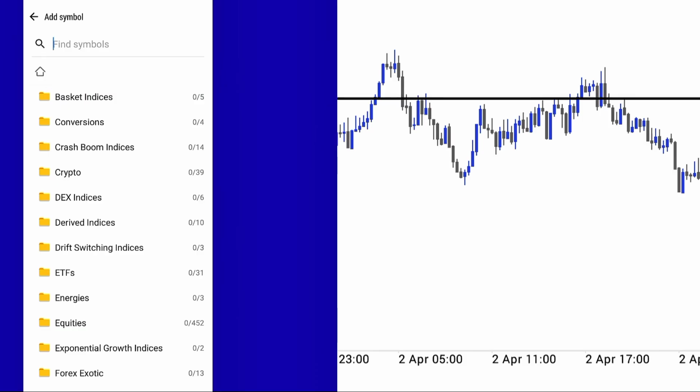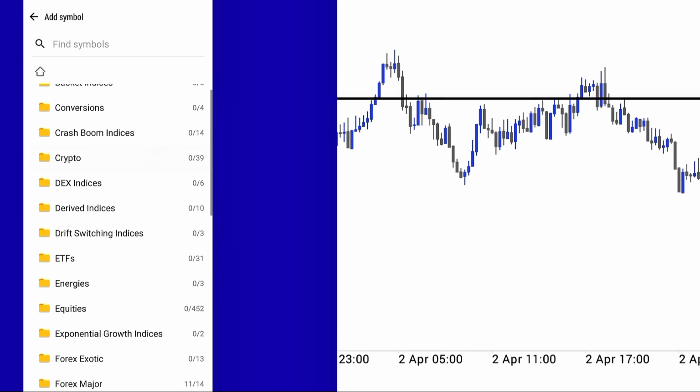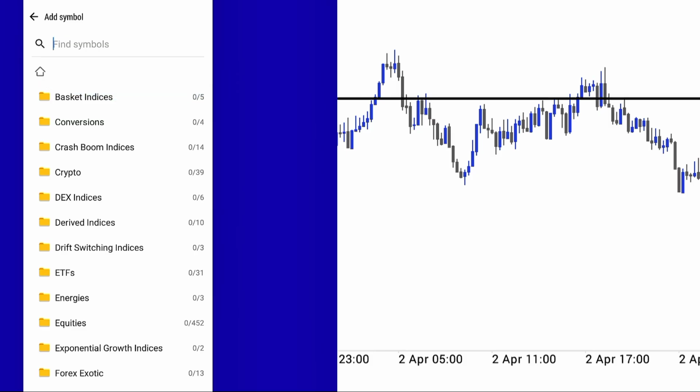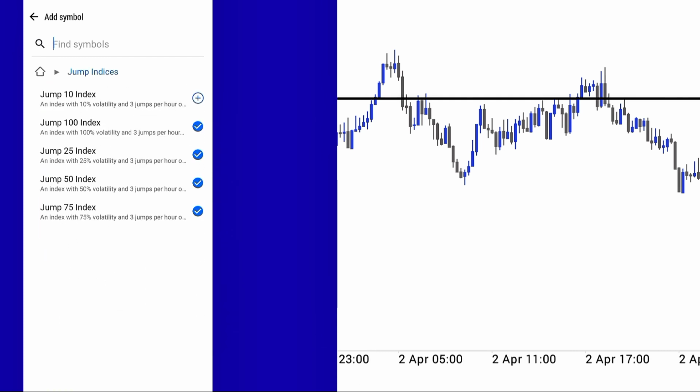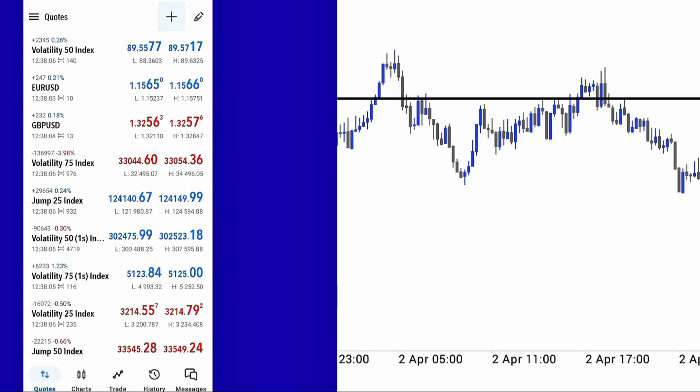But the ones that I like to trade the most for me is volatility. I like trading volatility indices, and I like trading boom and crash sometimes. But the major one that I trade is volatility indices and then jump indices. As you can see here, look at the asset that I've selected.